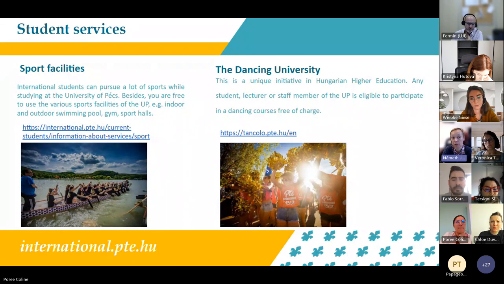We have very good sports facilities, not only because of the medical school. Those students are also taking part in sport activities, as they have to take sport as obligatory courses. And as two different faculties also teach sports sciences, we have a lot of things going on concerning sports. And also, as I mentioned already, we have the Dancing University as a kind of free time event and sports for credits.